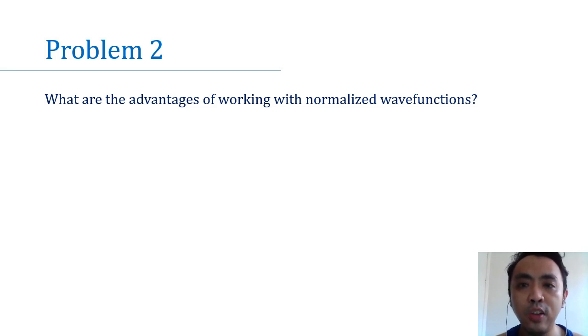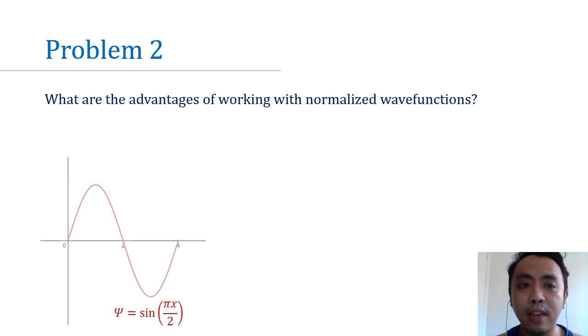The wave function of the electron is given by psi equals sine(pi x over 2). The graph of psi is shown on the screen as the red curve. We can take the square of psi, and its graph is shown in blue on the screen.